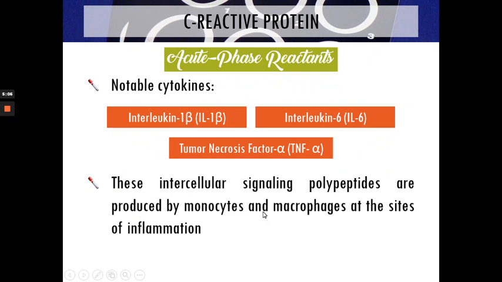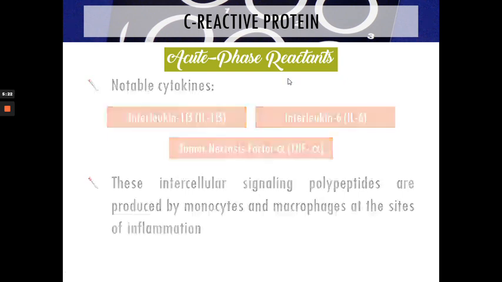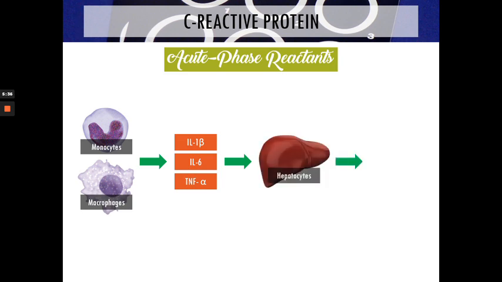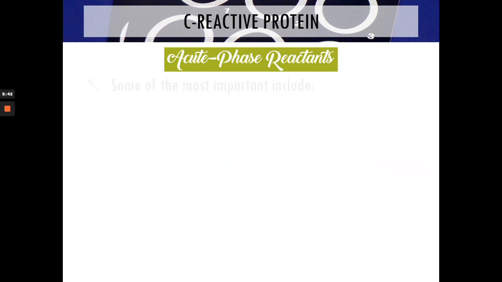So at the sites of inflammation, infection, trauma, injury, these monocytes and macrophages release cytokines, which in turn signal the increase of acute phase reactants, or APRs, right? Monocytes and macrophages release the three cytokines, IL-1 beta, IL-6, and tumor necrosis factor alpha, which then signal your hepatocytes in the liver to release your APRs, or acute phase reactants.